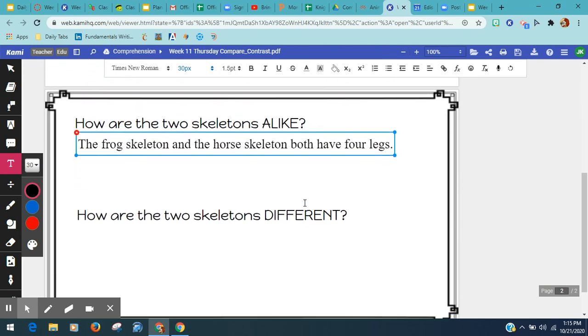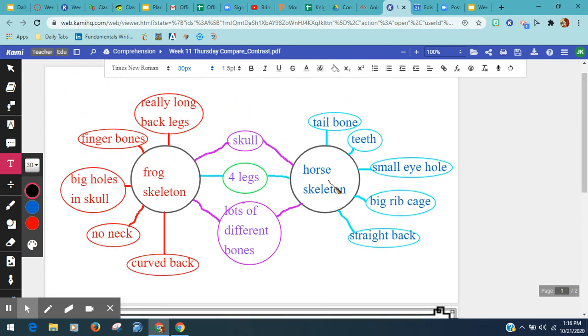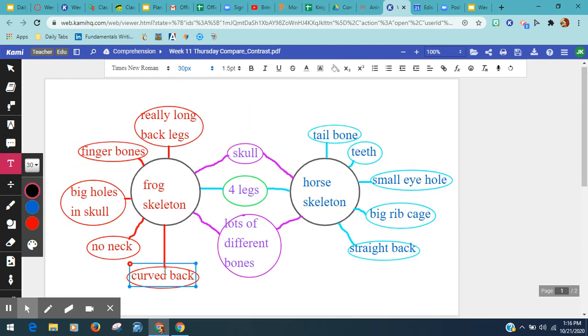Now it's time for us to write how the two skeletons are different. And this is where we need to write a compound sentence. I need to pick one idea that's true for the frog, one idea that's true for the horse. All right? So I'm going to choose the idea that the frog has big holes in his skull, but the horse skeleton has small eye holes in his skull. That would work.